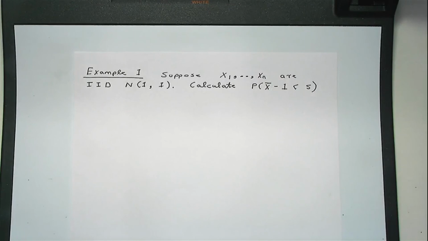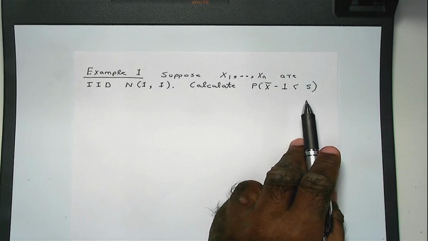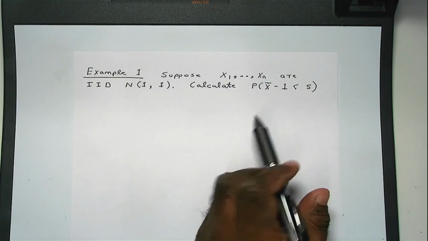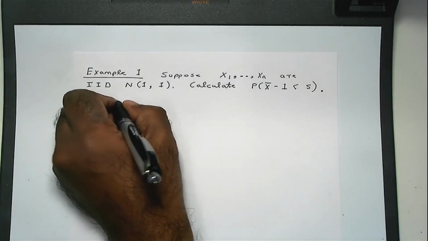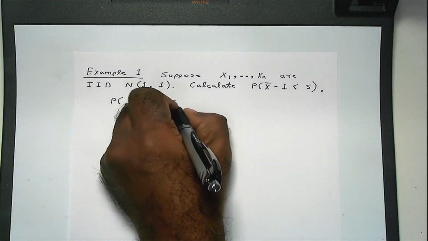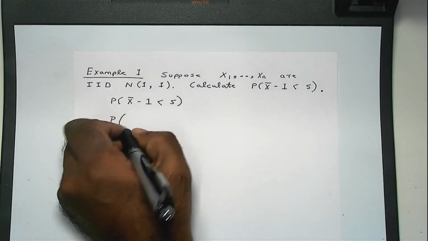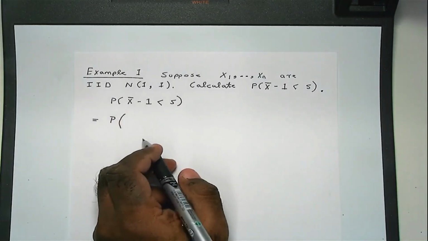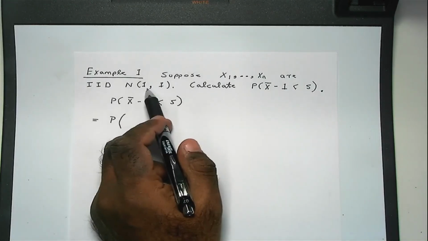We want to find the probability that x bar minus 1 is less than s, where s is the sample standard deviation with the n minus 1 in the bottom, not n. Okay? So let's see how we can do this. Now, I don't know whether you remember, you should look at the video on the normal distribution. Here we have a random sample from a normal with 1, 1.